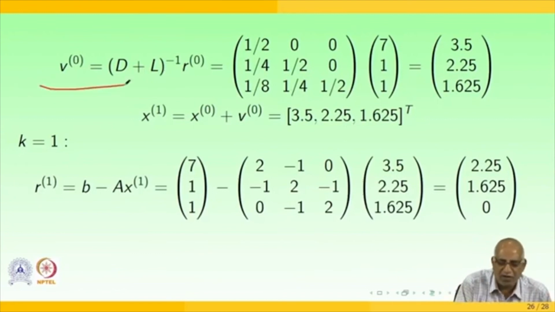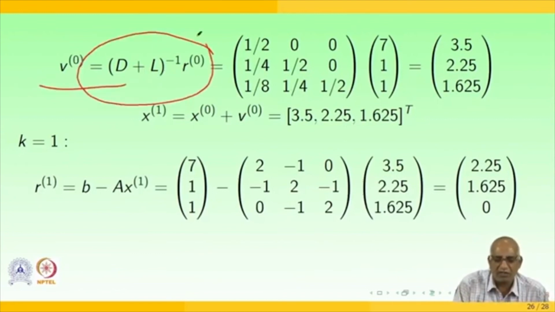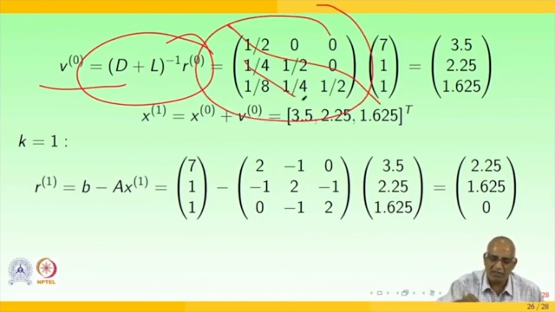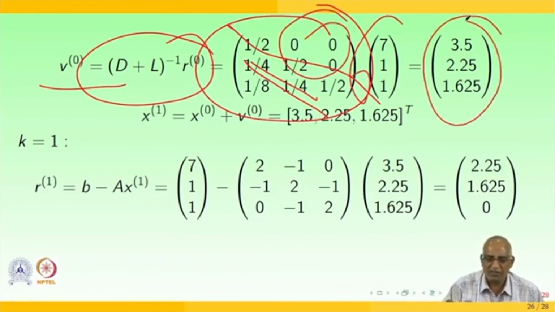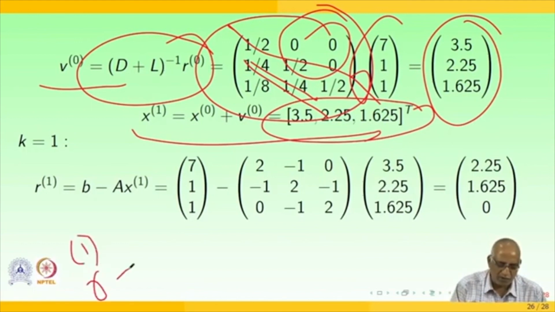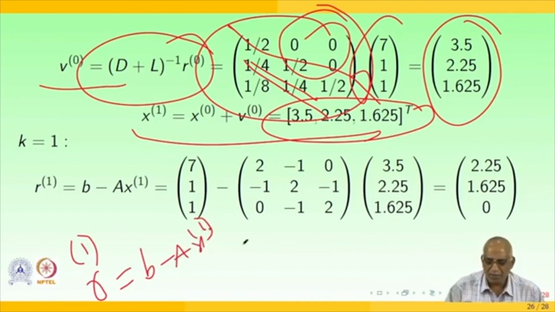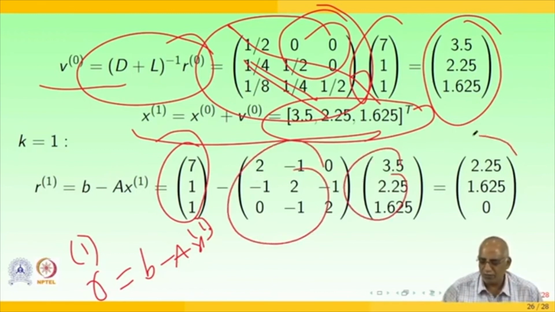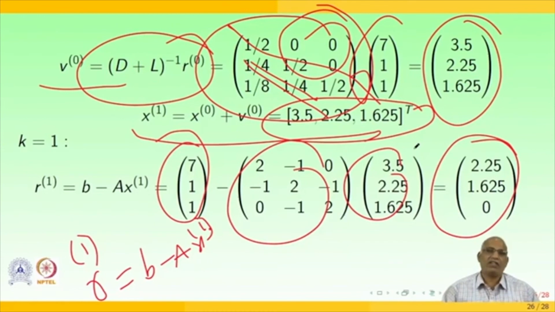Look at this, v0 will become (D plus L) whole inverse times r of 0. D plus L is this matrix, main diagonal, diagonal, diagonal, zeros, multiplied with r0, and you get this. Therefore, the updated x of 1 is x of 0 plus v0, which turns out to be like this. When you compute the error, r of 1 will become b minus A x of 1. b is the vector and A is the coefficient matrix. x of 1 is already computed over here, so we end up with the error like this in the first iteration itself.